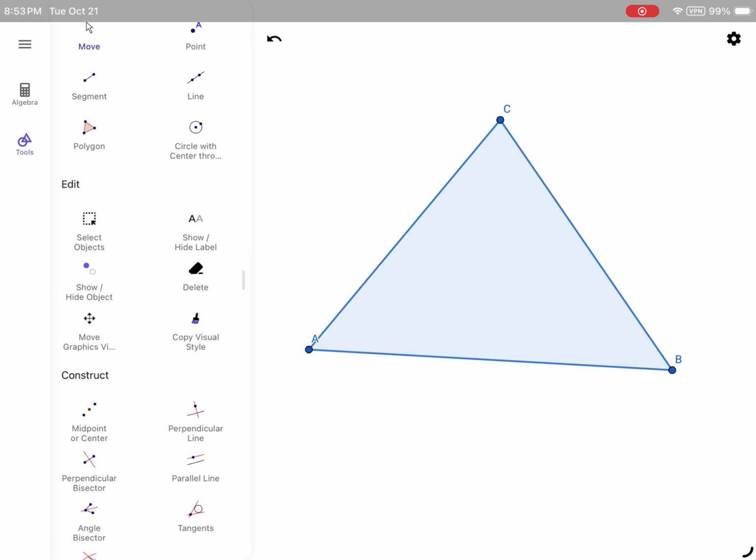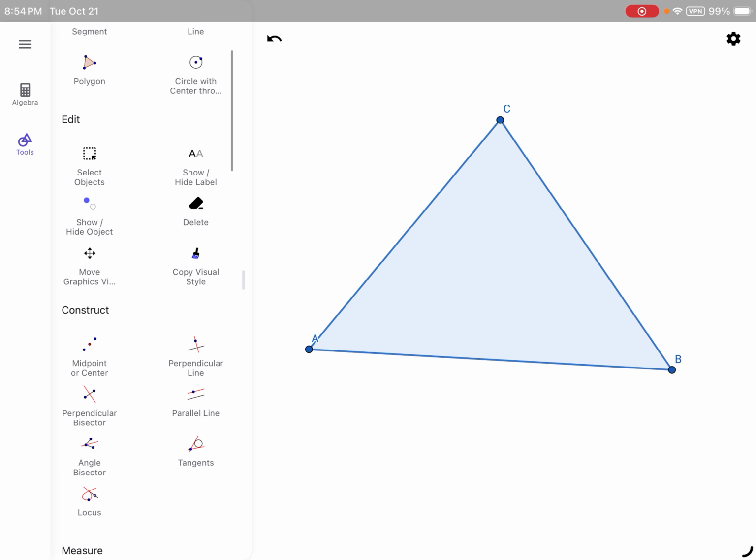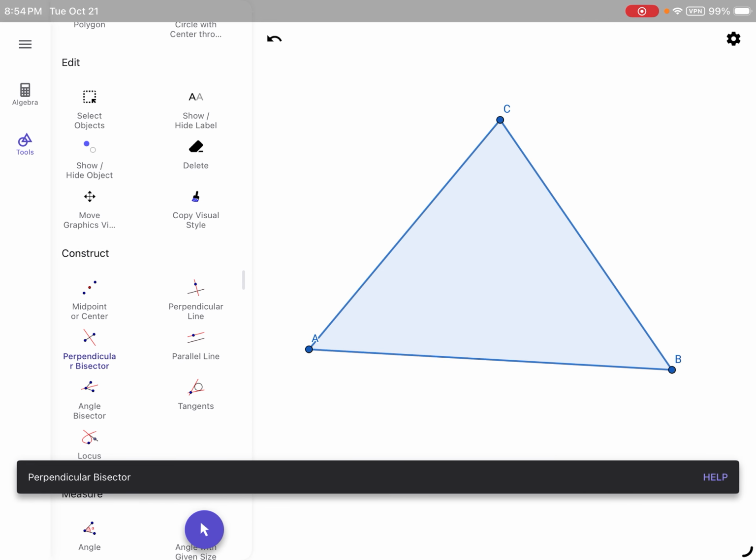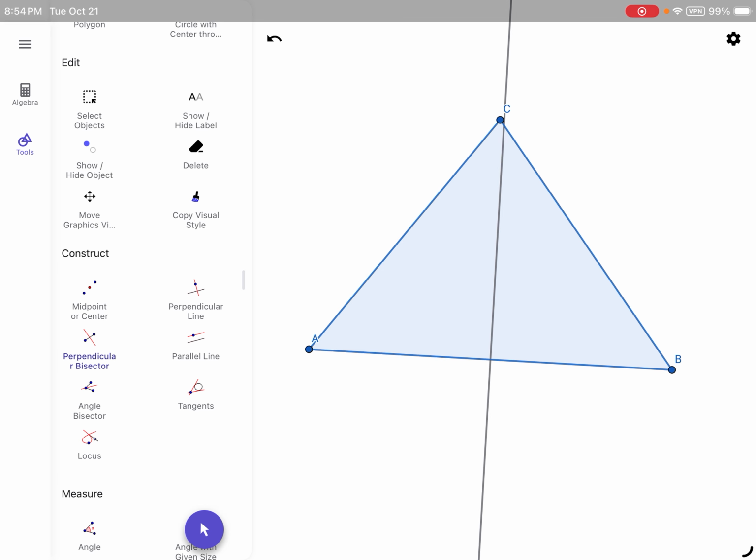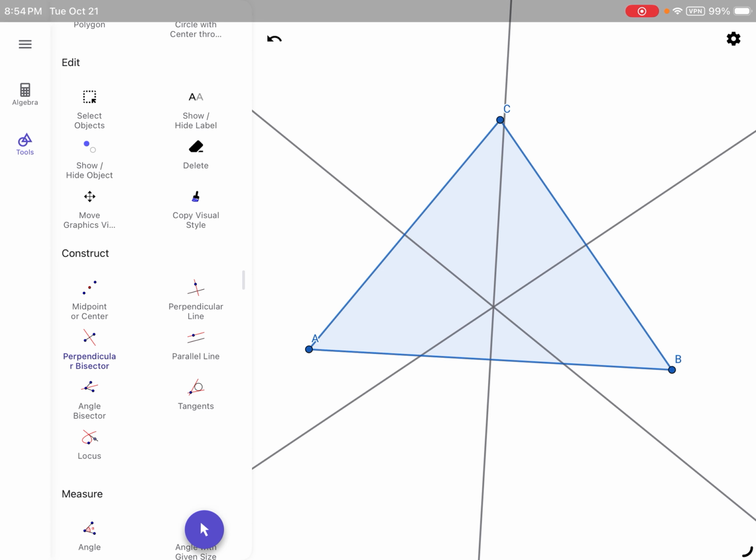Okay, so going into this software, this is actually called Geometry. If you ever want to download this, you can go to Manager. And I've made myself a triangle here. And what I'm going to do is go down and find the perpendicular bisector option, and I'm going to make one on each side of this triangle.